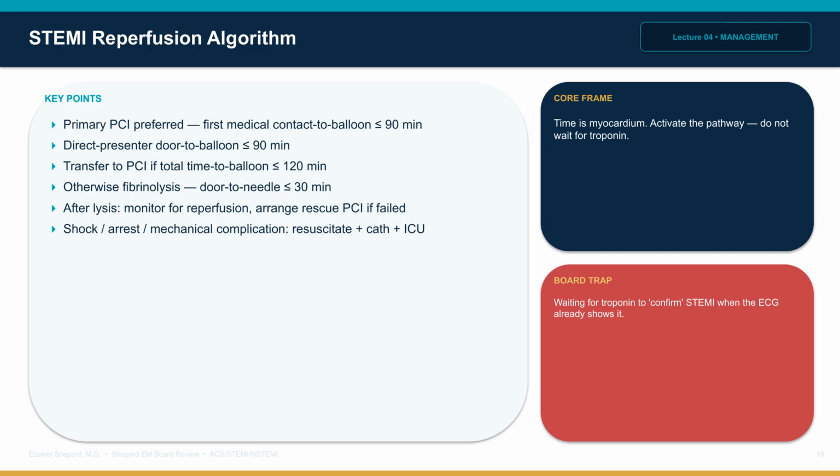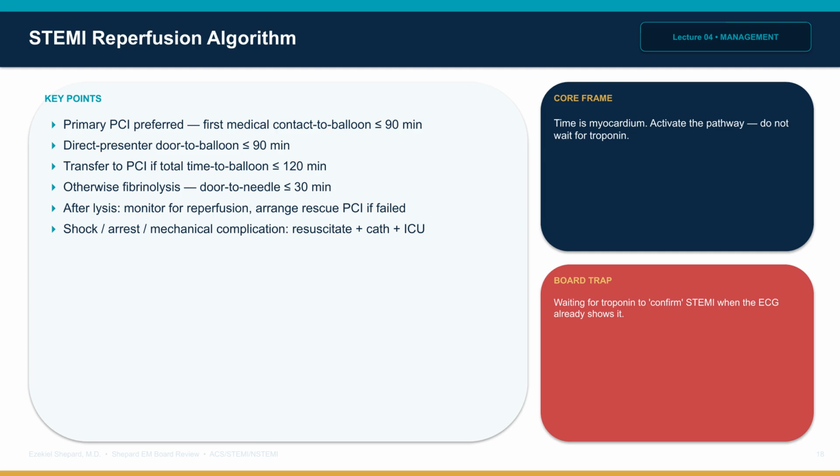If transfer is required, PCI is still preferred when total time to balloon can be achieved within 120 minutes. If PCI cannot be delivered within that window and the patient has an eligible STEMI without contraindications, fibrinolysis is indicated with a door-to-needle goal of 30 minutes. After lysis, monitor for reperfusion and arrange rescue PCI if reperfusion fails.